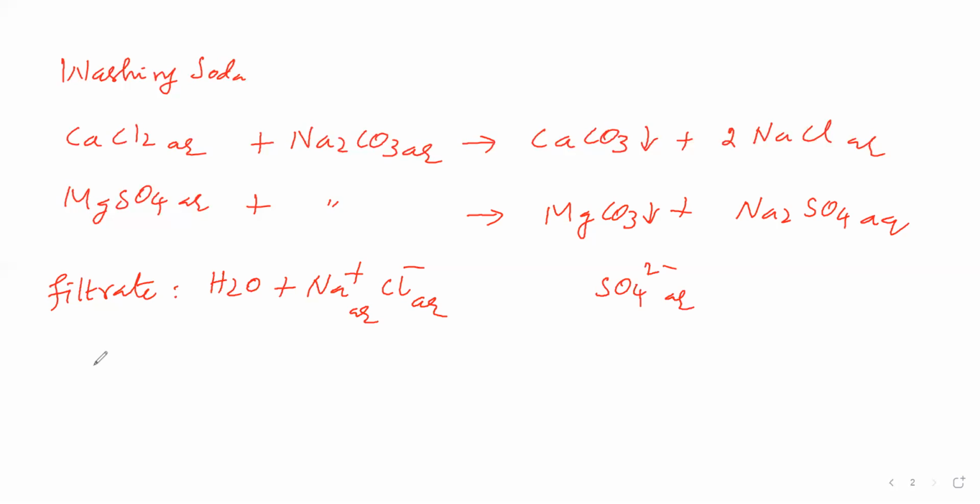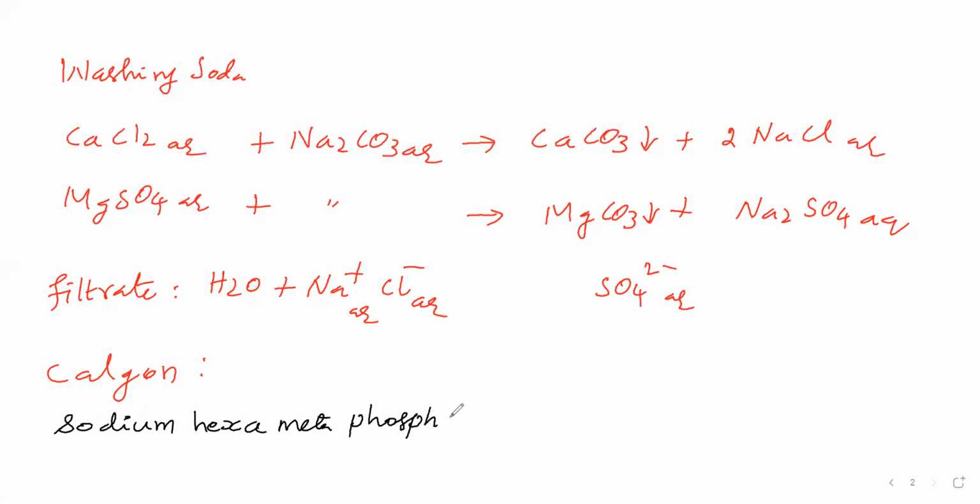Okay. The next method is called the Calgon method. Calgon is a commercial name. What is the chemical name for Calgon? The chemical name is sodium hexametaphosphate. Sodium hexametaphosphate, the formula is (NaPO3)6. This exists in the form of a complex.